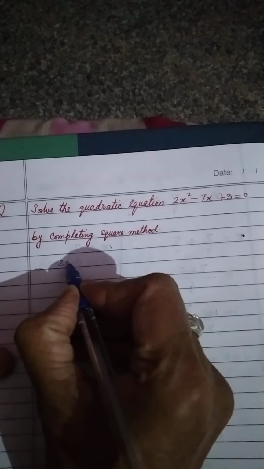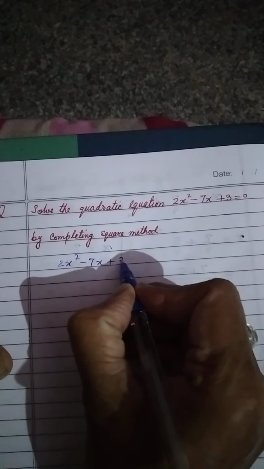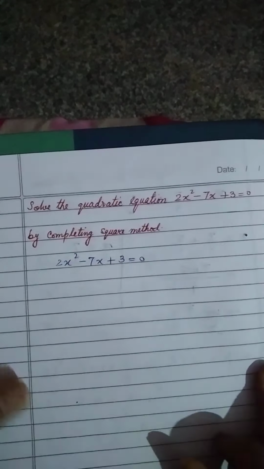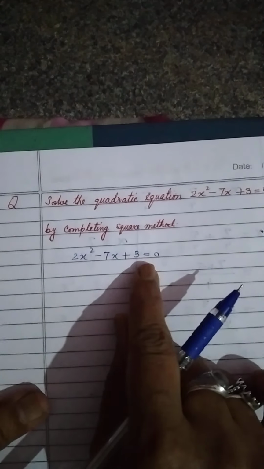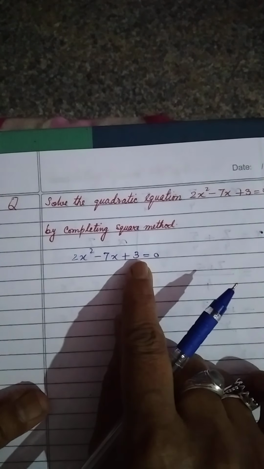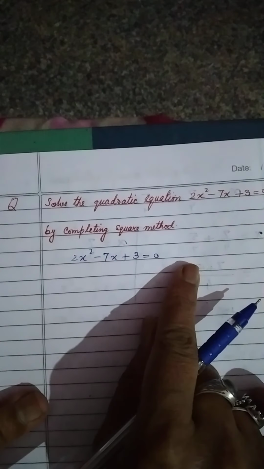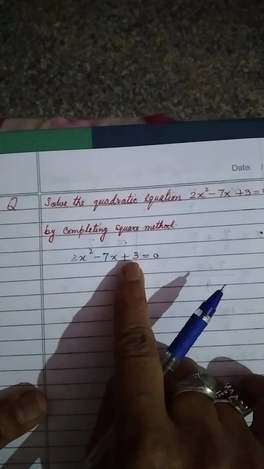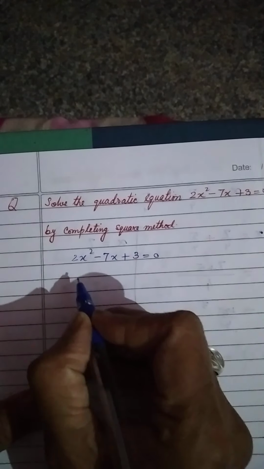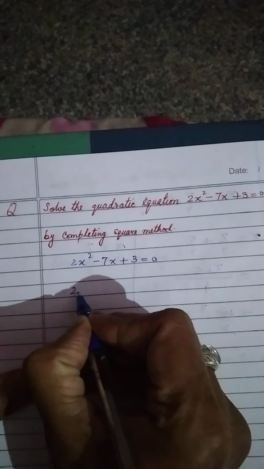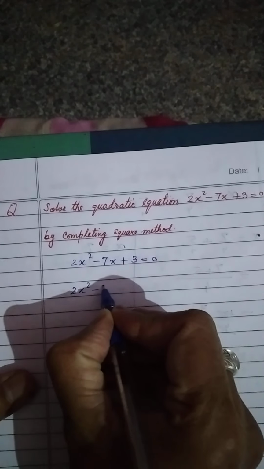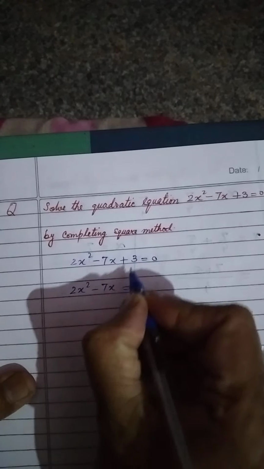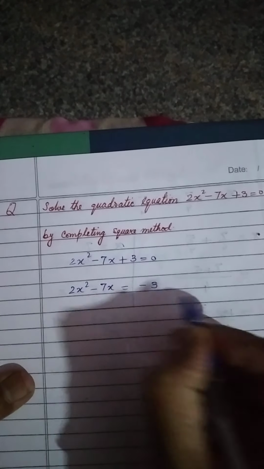We will write the equation 2x square minus 7x plus 3 is equal to 0. In this equation we have this constant term. So इस constant term को पहले हमें right hand side में लेके जाना है. We will have to transfer it to right hand side. So after taking it that side, it will be 2x square minus 7x and it will become minus 3.